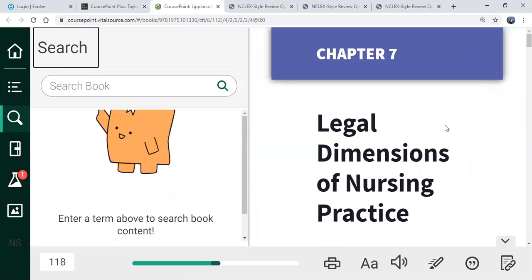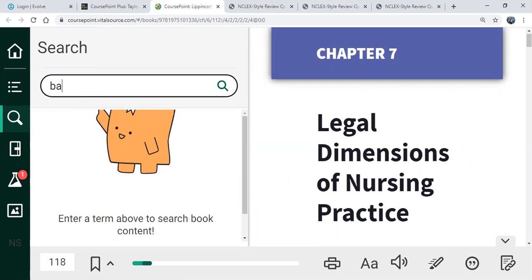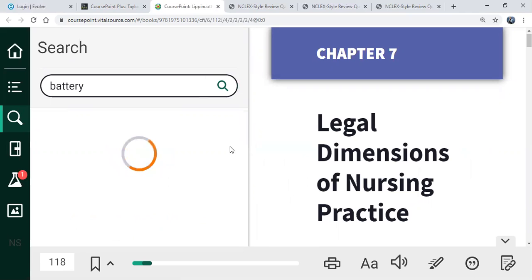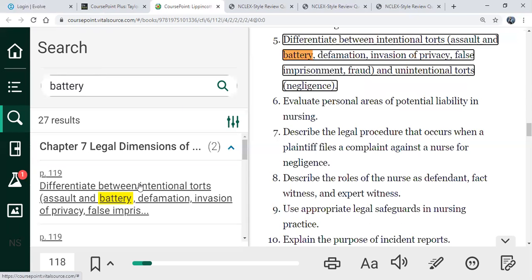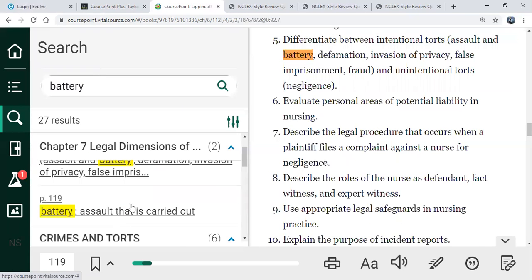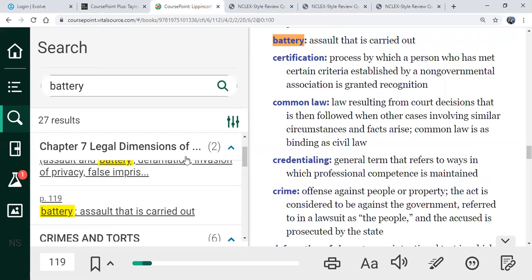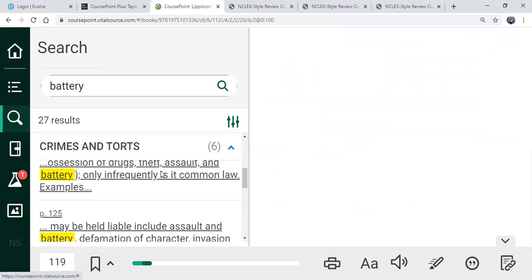All right, so now this is my book. Let's say I was doing something in chapter 7. Let's say I wanted to know about battery. So I was doing chapter 7 questions and it asked me something about battery and I didn't know the difference. Look at that, there's the difference right there. Pull it up. Or maybe that doesn't give me the right answer, so I go down a little bit until I find the one that fits what I'm looking for. I'm looking at that straight knowledge. I can go right to it.